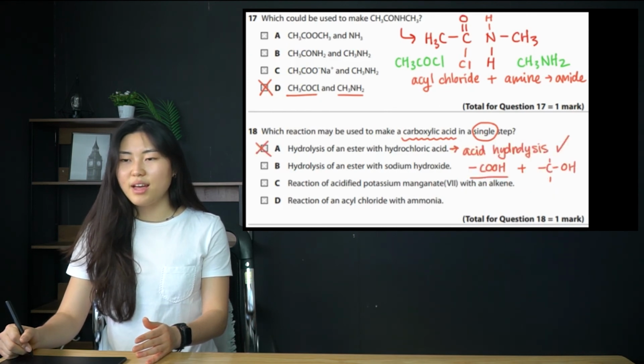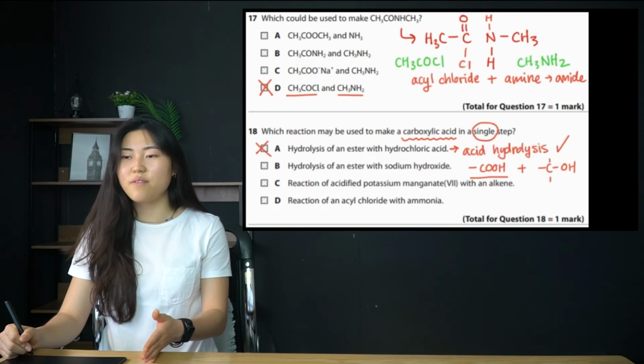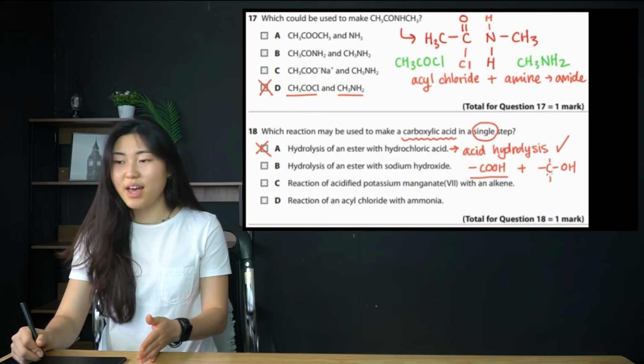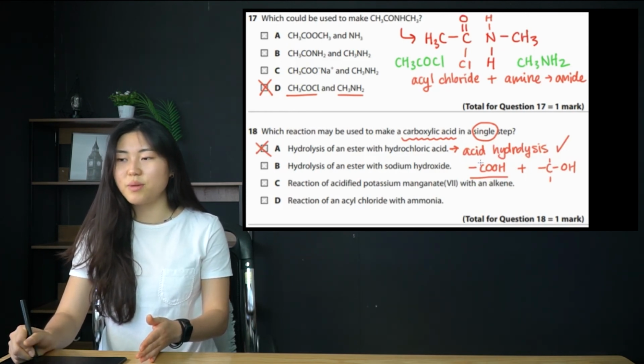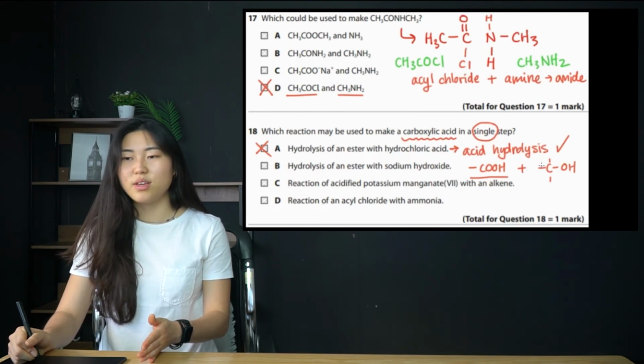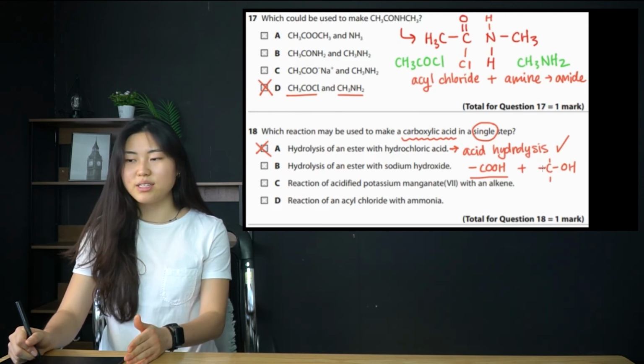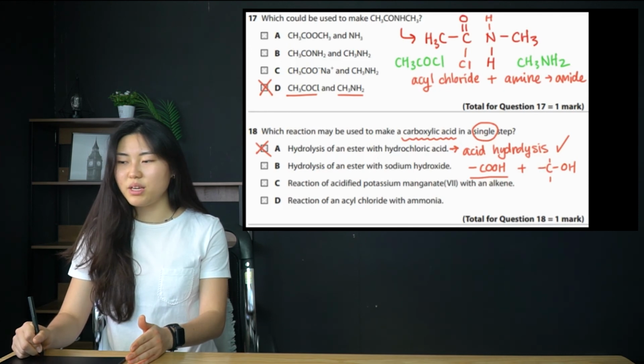If you look at A, hydrolysis of an ester with hydrochloric acid, that is acid hydrolysis of the ester, right? So you're going to get a carboxylic acid group and an alcohol, okay? So that is a single step process. Therefore, A is going to be your answer.